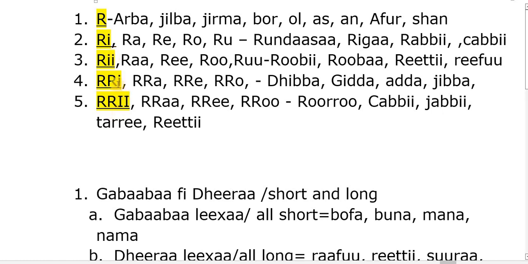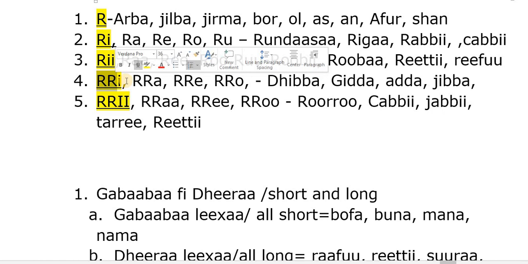Okay. The fourth type of sound we hear or can read in Oromo, or see in written Oromo, is the double consonants, which we call deep or strong sounds.